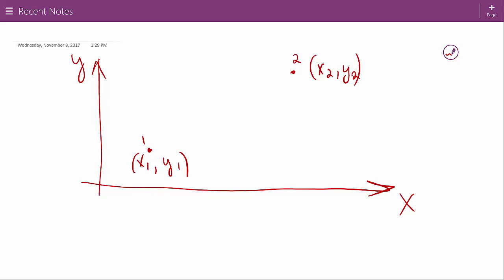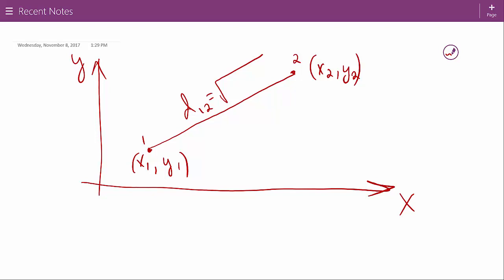I can connect them with a straight line, true? Any 2 points I can always connect with a straight line. And that basically is going to be the distance from one point to another point. So can you tell me what's the distance between point 1 and point 2? Do you remember the formula? Remember what it's called? Pythagorean theorem, right?